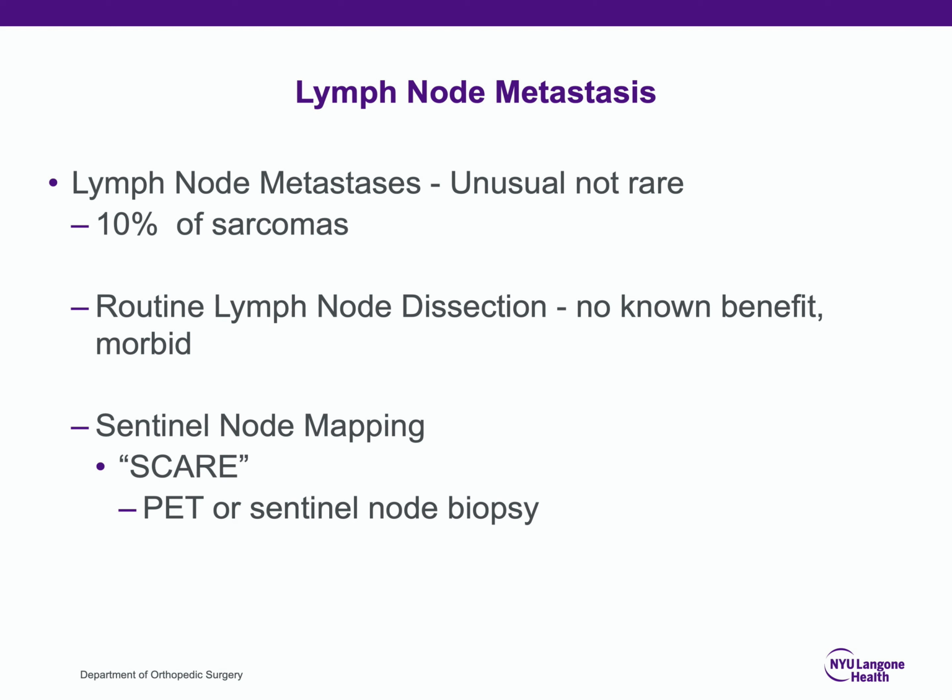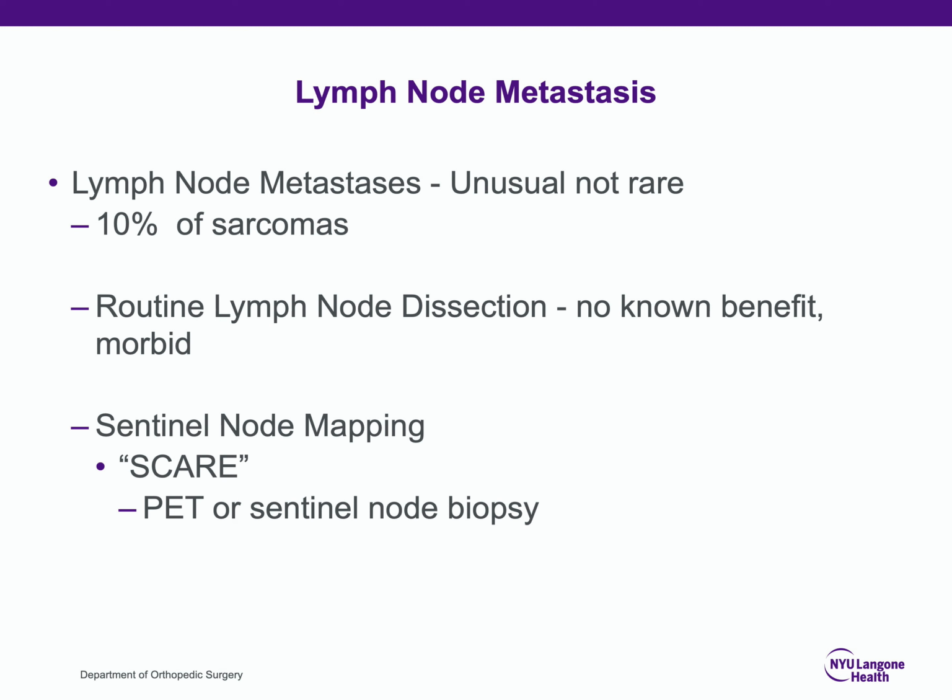The whole concept of lymph node metastasis, again, it's unusual, but I guess not rare. They say about 10% of sarcomas will spread to the lymph nodes. Again, the majority just spread to the lungs and skip lymphatic chains. That being said, there's no known benefit to routine lymph node dissections, like historically was done before sentinel node biopsy in breast and prostate cancer treatment.